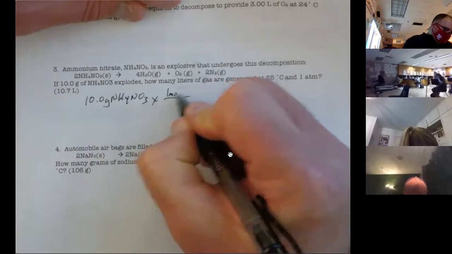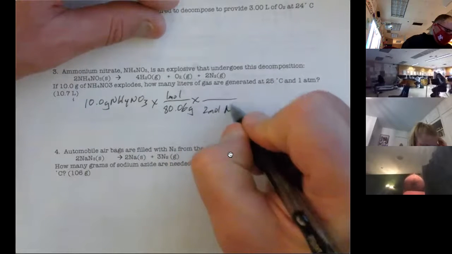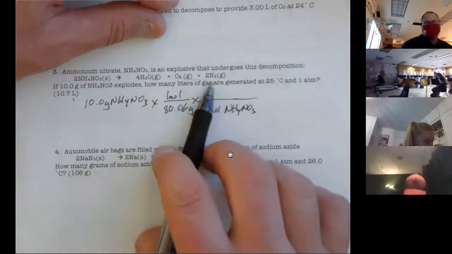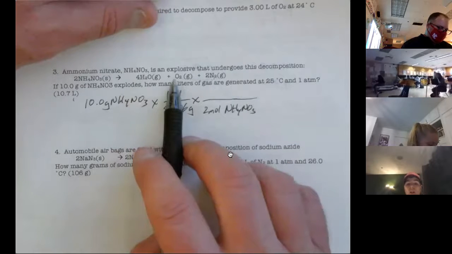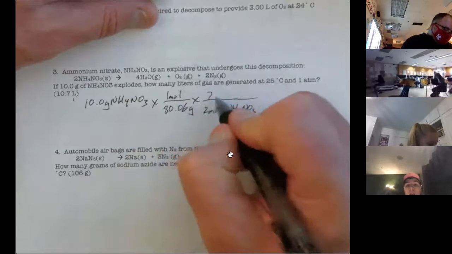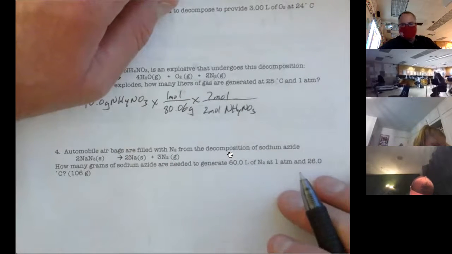every 1 mole of it is 14.01 times 2 plus 16 times 3 plus 4.04. The answer is 80.06 grams. And every 2 moles of it make 4 plus 1 plus 2 moles of gas. And Gavin, that's the trick on this one. 4 plus 1 is 5, plus 2 is 7 moles. It does not matter what gas we're making. We're just making moles of gas.